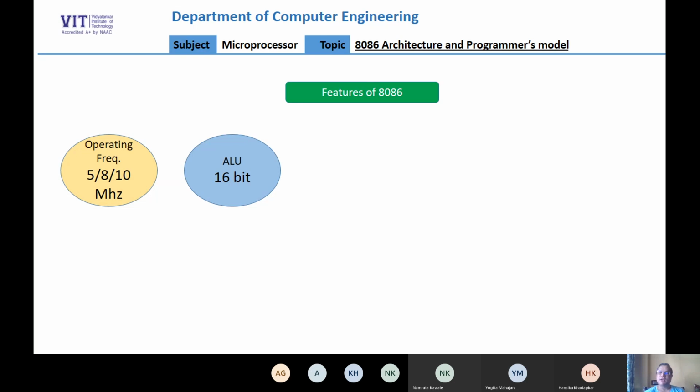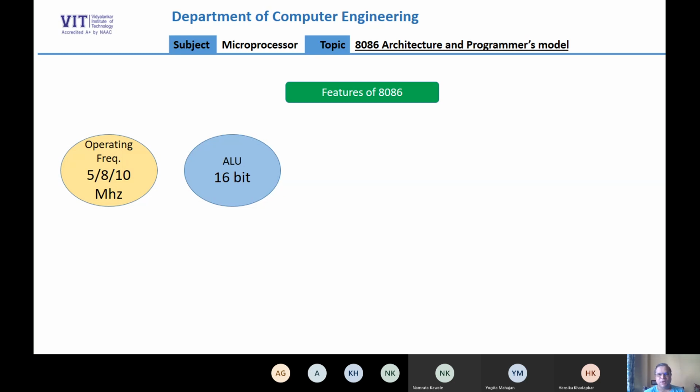Then yes, 8086 can perform addition of two 32-bit numbers, but not at a time. That means it will divide those two 32-bit numbers into parts. The first 16-bit part of the first number and the first 16-bit part of the second number can be added at a time to prepare a 16-bit result. And then the second 16-bit parts of those numbers can be added separately.